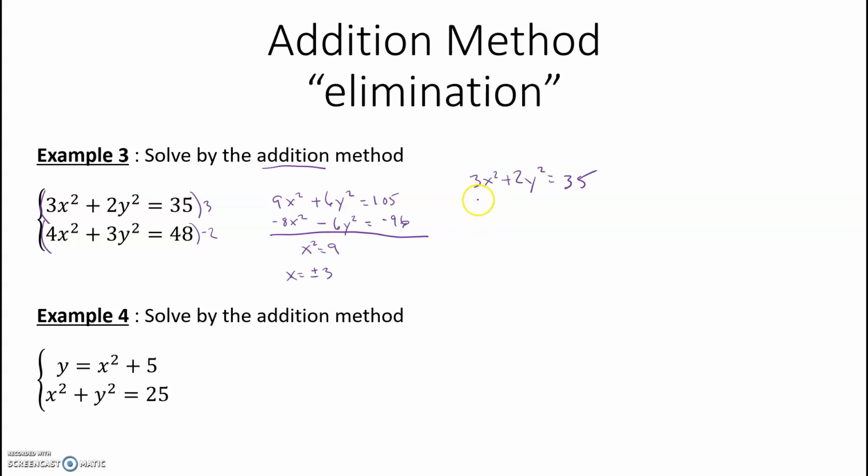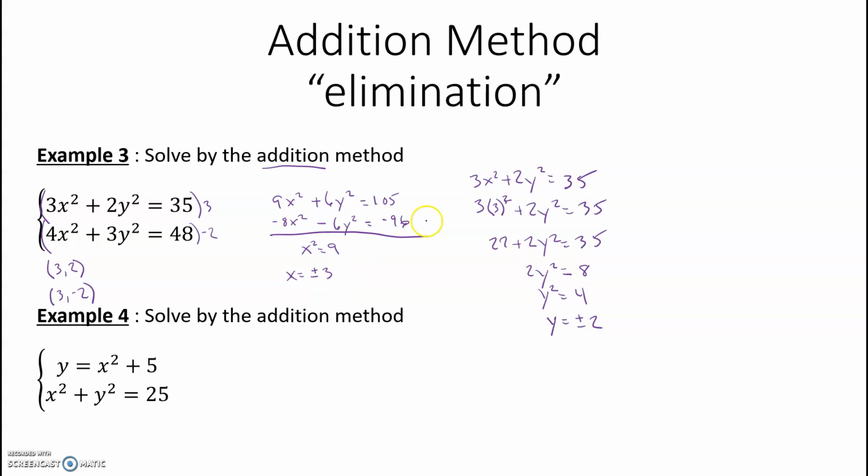So if x is positive 3, we have 3 squared, oops, that's a square, plus 2y squared equals 35. We end up getting 3 squared is 9 times 3 is 27. 2y squared equals 35. Subtract 27 from both sides. You get 8. Divide both sides by 2. You get 4. And square root it again, you get two answers, plus or minus 2. So we could have x is 3 and 2, or we could have x is 3 and negative 2.